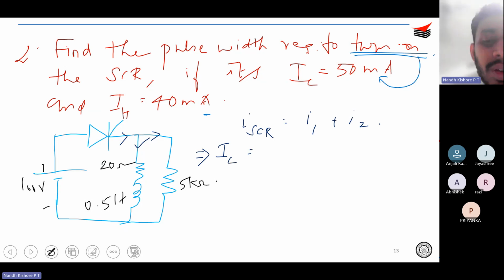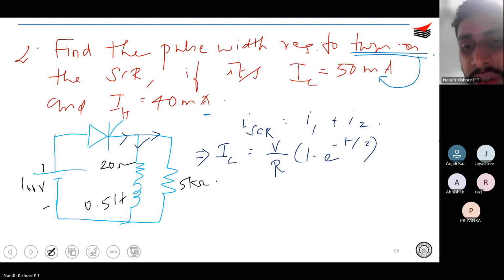So what is I1? I1 is the current through the RL branch. What is the current through RL? It is basically V by R into 1 minus e power minus t by tau. Plus, what is I2? I2 is basically V by R2. So this is the answer.